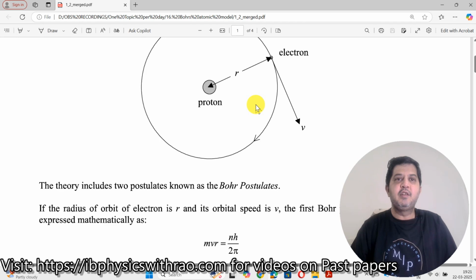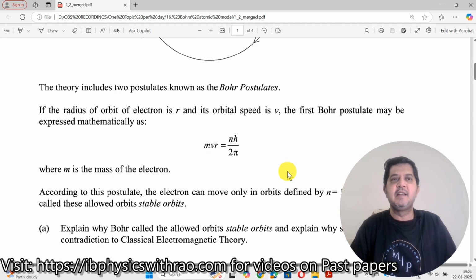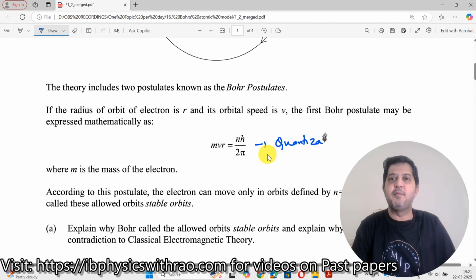And the two theories, which include two postulates, are known as Bohr's postulates. If the radius of the orbit is r, then its orbital speed is v. The first Bohr's postulate can be mathematically expressed as mvr equal to nh by 2 pi. What is this postulate? This is your quantization of angular momentum. This is the first principle of Bohr, quantization of angular momentum.